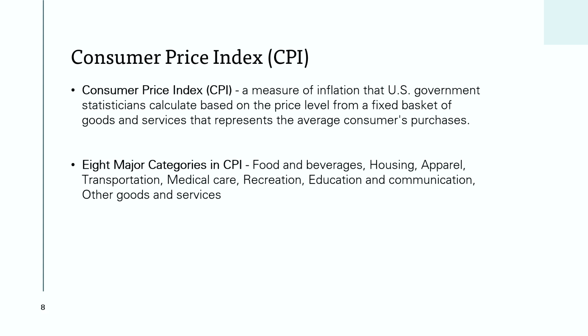To keep this organized, the BLS breaks everything down into 8 major categories: food and beverages, housing, apparel, transportation, medical care, recreation, education and communication, other goods and services. When you hear the media talk about the inflation rate, this is almost always CPI.